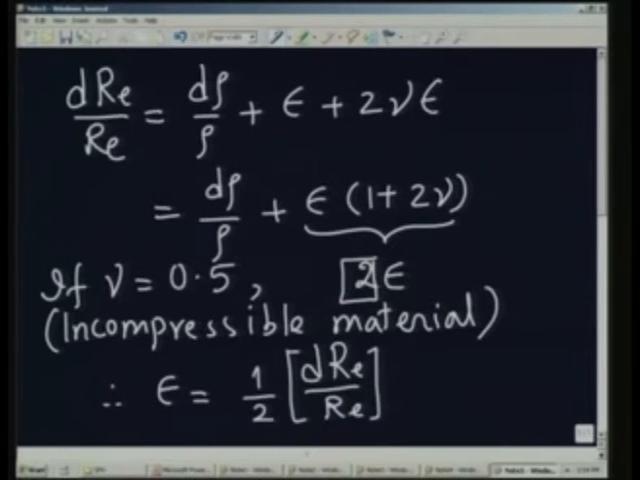So, epsilon is equal to half of dRe by Re. This factor 2 is also referred to as the gauge factor, and for an incompressible material the gauge factor happens to be equal to 2. Of course, I have not looked at the d rho by rho yet.